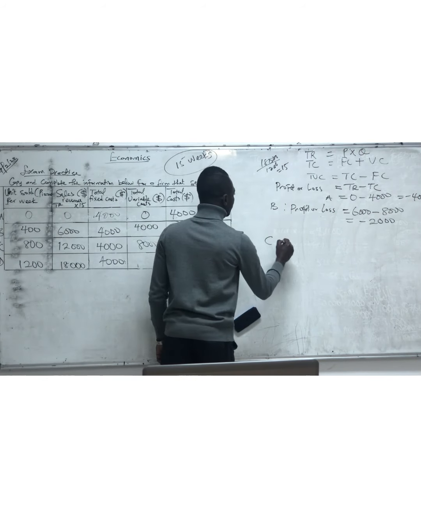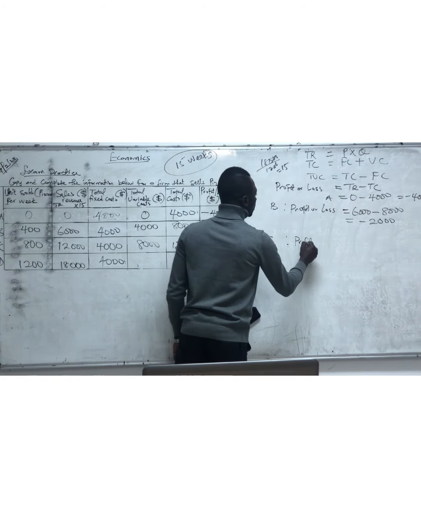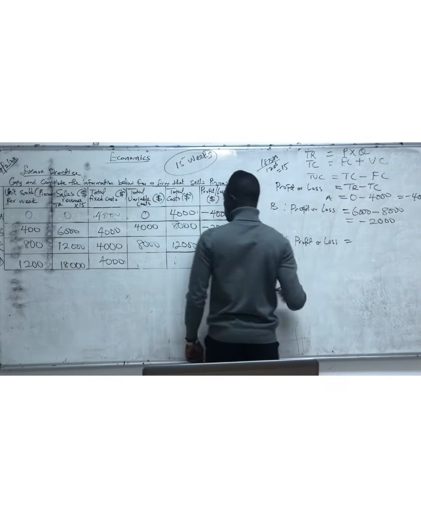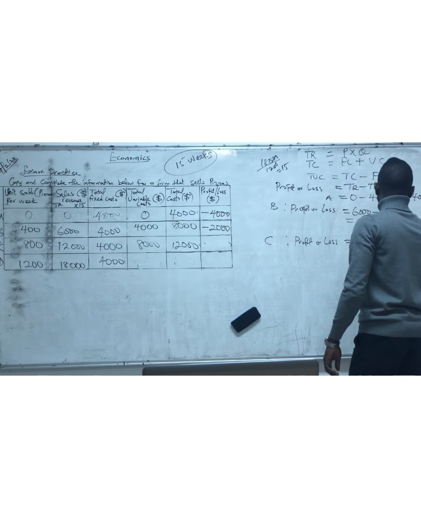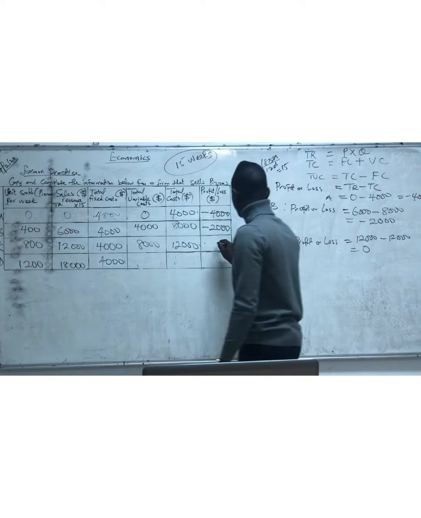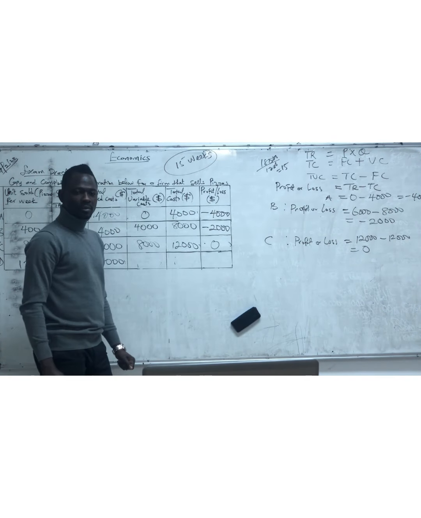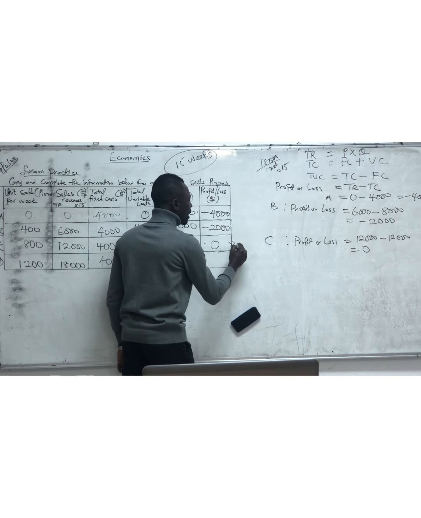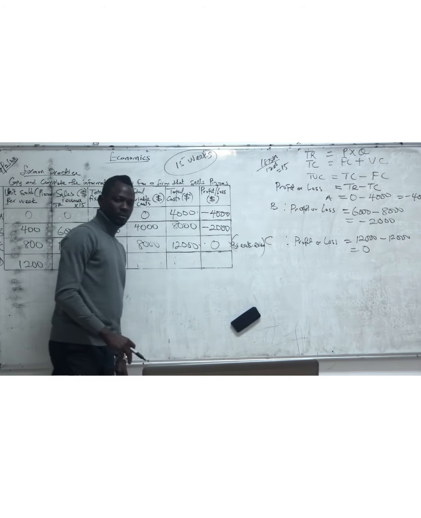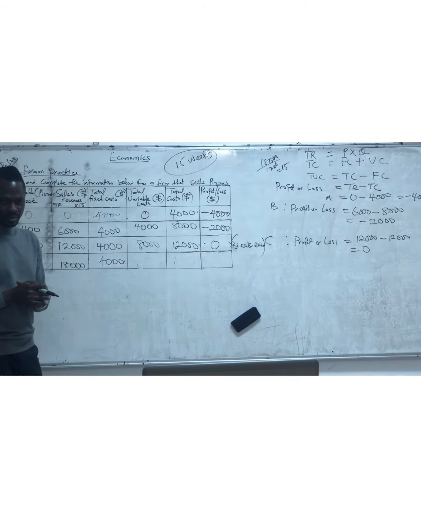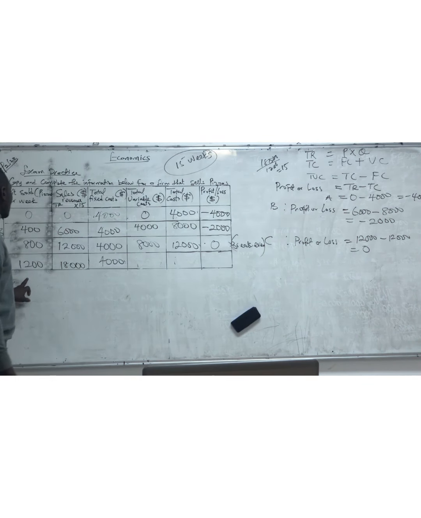So for C, profit or loss equals total revenue minus total cost. 12,000 minus 12,000. 0. Is it clear? So this is what we call break even. What do I call it? Break even. No profit, no gain. No profit, no loss, or no gain, no loss. Is it clear? Yes.